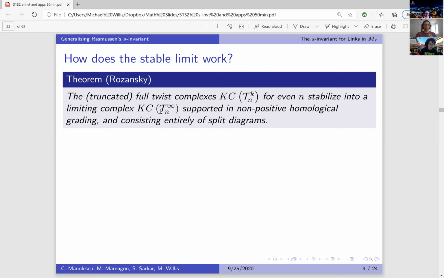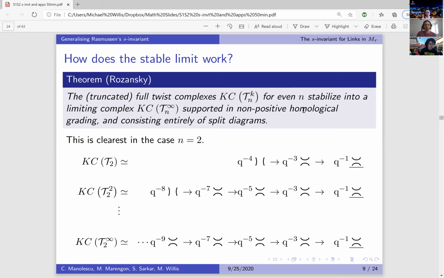The limiting complex is supported in non-positive homological grading. So it is an infinite complex. You're building a complex from infinite twists. So you get an infinite complex, but only in one direction, so it's bounded above. And most importantly, the complex consists entirely of split diagrams. What does that mean? It's easiest to illustrate when there are only two strands, clearest in the case of n equals 2.